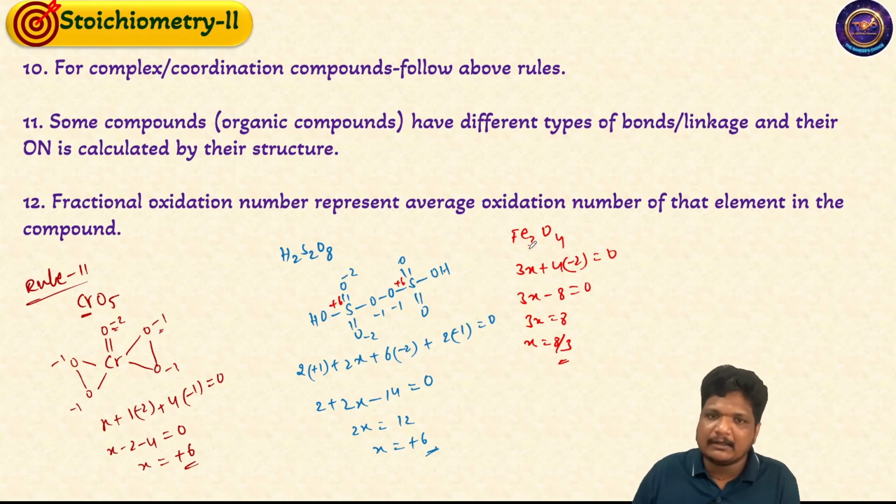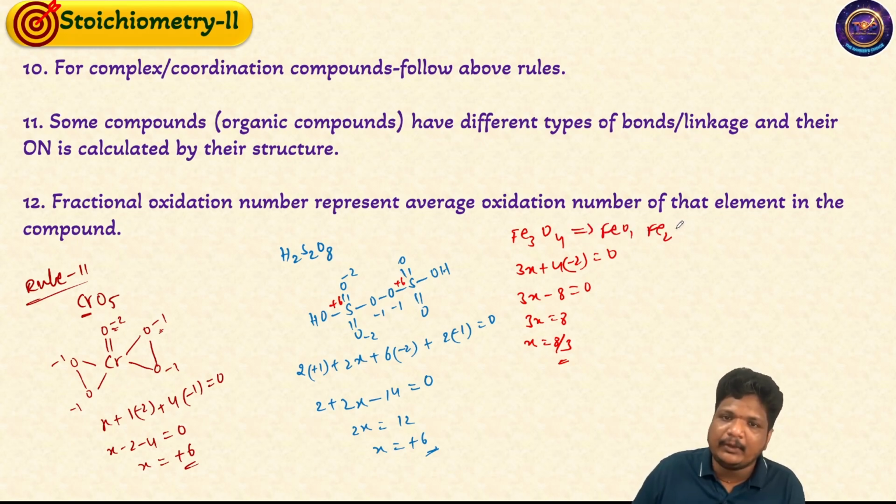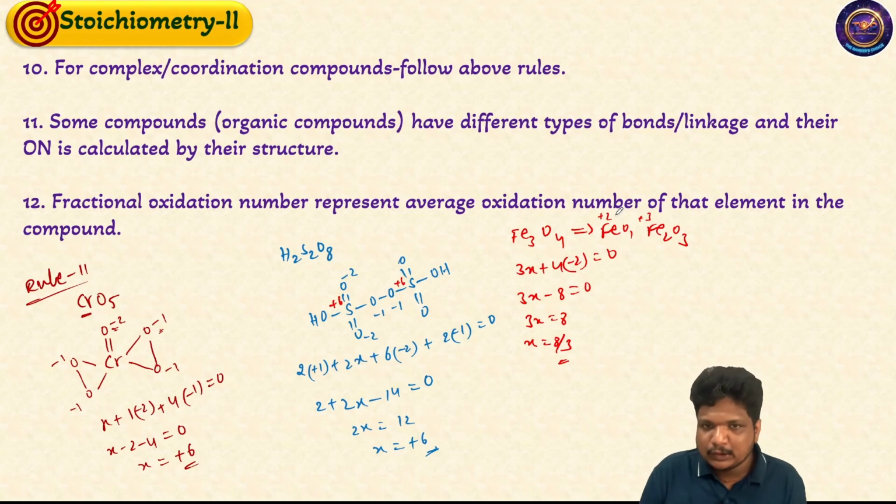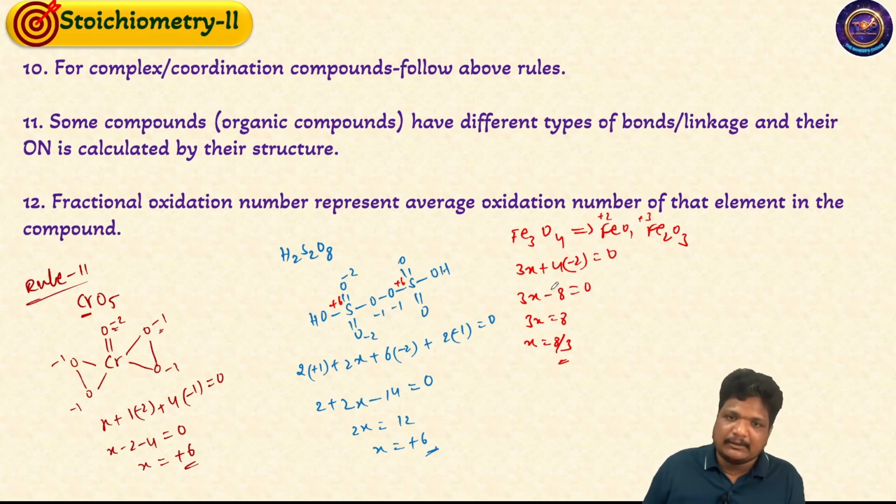Why? Because Fe3O4 will exist as FeO and Fe2O3. In Fe2O3 iron has a +3 oxidation state, in FeO iron has a +2 oxidation state. So the average one is 8 by 3. In this way you can observe the fractional oxidation state for the average oxidation number.